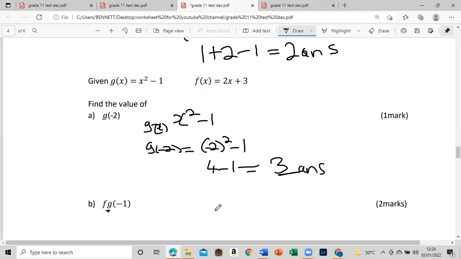So it's x squared minus 1. And then now we're going to write back f in terms of it. So this is our x now. So it's 2x plus 3.